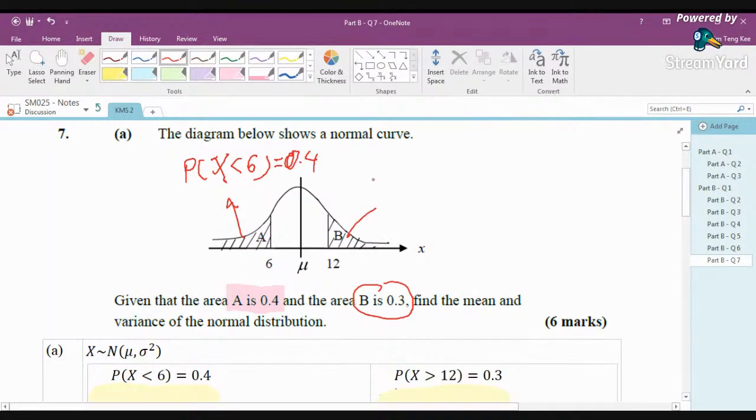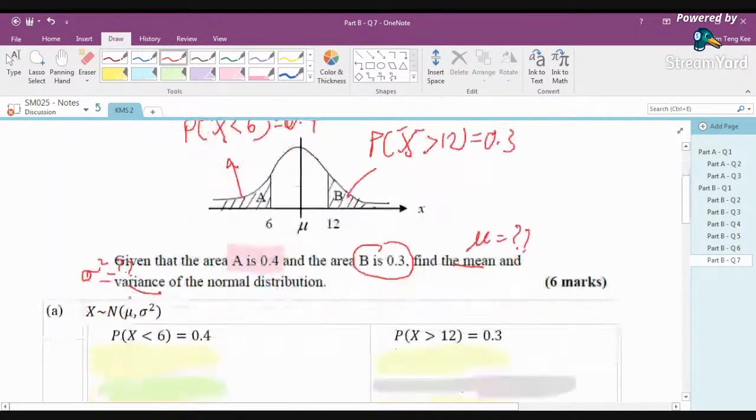So which means that the B is actually P(X greater than 12) is equal to 0.3. Then next, they want us to find out what is the mean and also variance. So the mean, kita nak cari mu sama dengan berapa. The variance, sigma square berapa. And in order to get the answer for this case here, let's see the following solution.